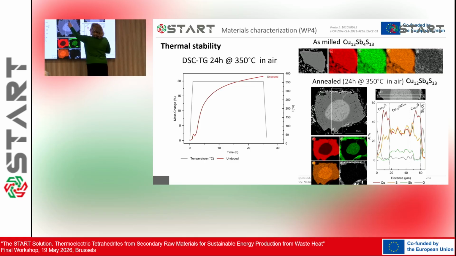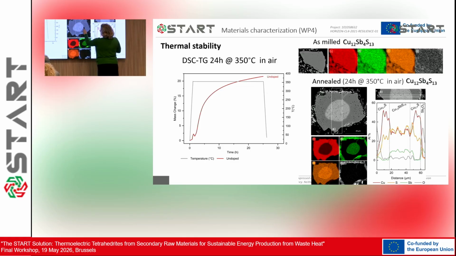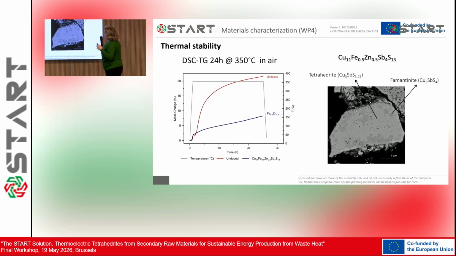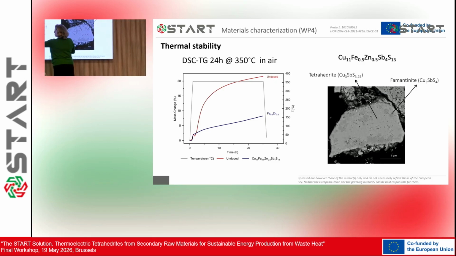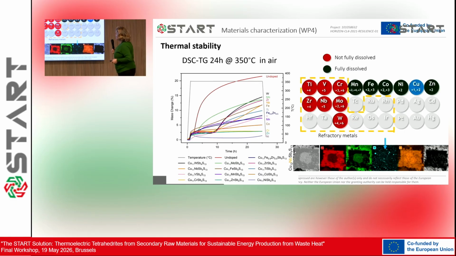And then we studied how the powders oxidized. You see that here is mostly copper sulfide, and here it's tetrahedrite and famatinite. This is undoped. Then you see that with the doped material you get a much better result: it doesn't gain so much mass so fast, so it's not oxidizing. We could see that these ones we could not incorporate into the structure. You see niobium, for instance. It doesn't go in. It just stays as little pieces. And these were the ones that we could fully dissolve.